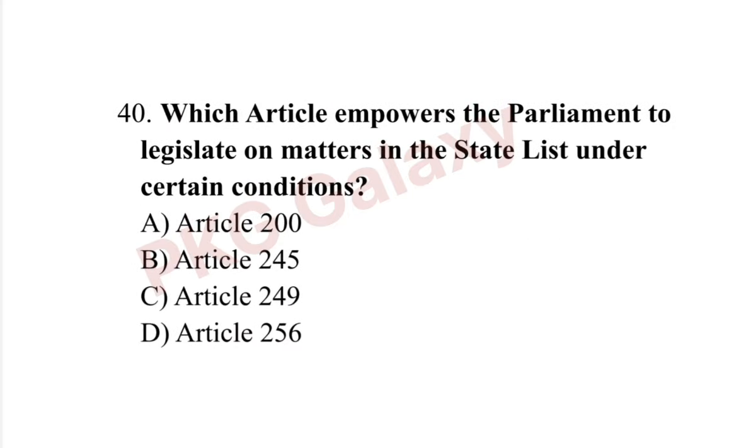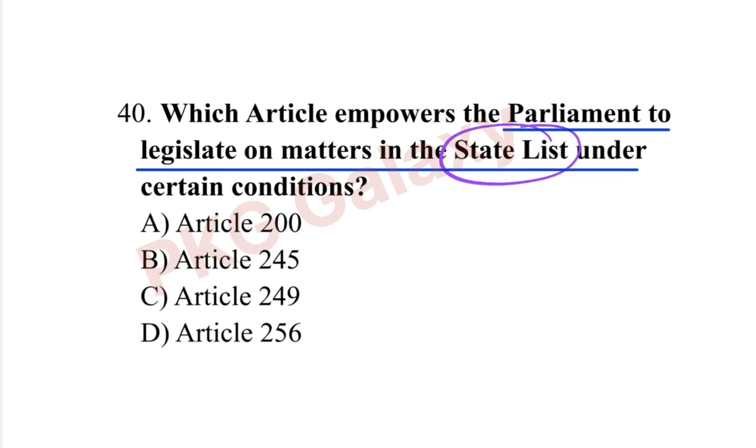Next question. Which article empowers the Parliament to legislate on matters in the State List under certain conditions? The correct answer is option C, Article 249. Article 249 empowers the Parliament to legislate on matters in the State List in the national interest under certain conditions.